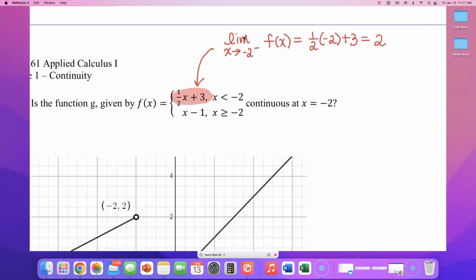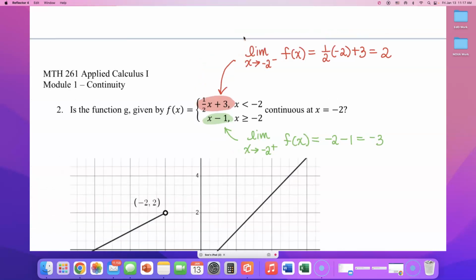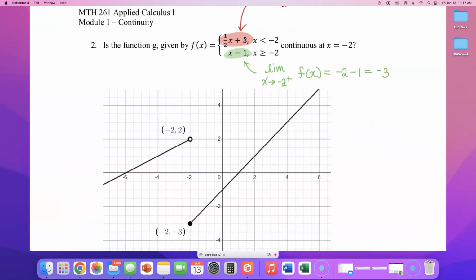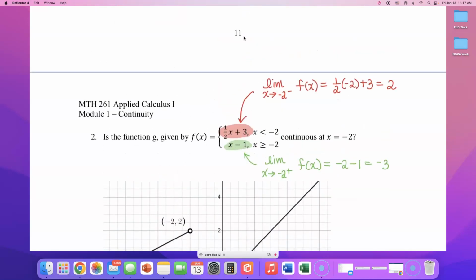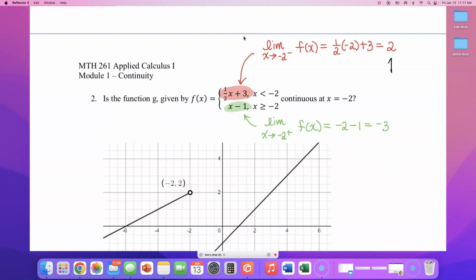Now let's find the right-hand limit, using this piece. The limit as x approaches -2 from the right of f of x is going to be -2 minus 1, which is -3. And look, that's where we had this point, right? -3. Obviously, the left-hand limit and the right-hand limit are different. When I say these are not the same, not the same.